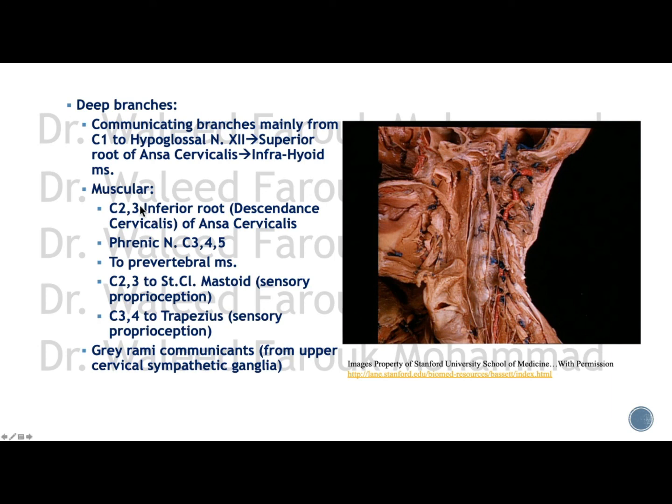So to recap, we have communicating branches with other nerves, like the hypoglossal. There are communications with 9 and 10, by the way. Muscular branches to the pre and paravertebral muscles. The sensory branches, proprioception, C2 and 3 for the sternomastoid, and C3 and 4 to the trapezius, sensory, proprioception, and the greater... communicantis we talked about.